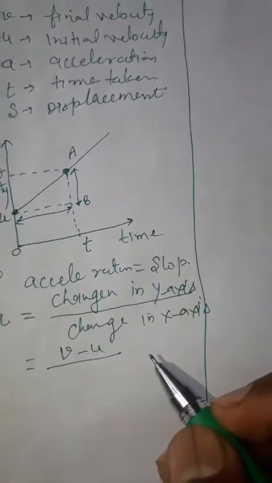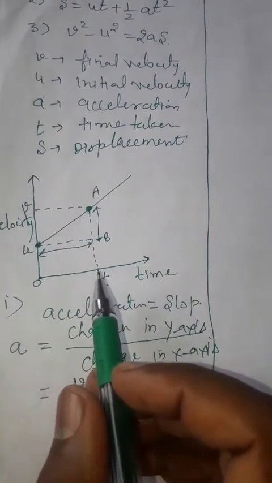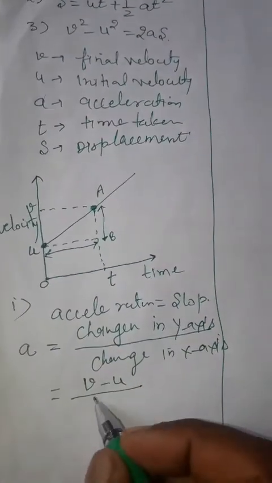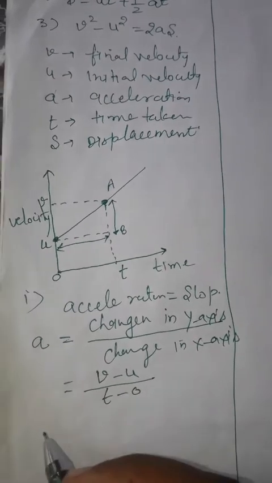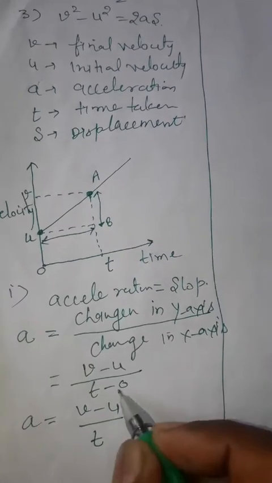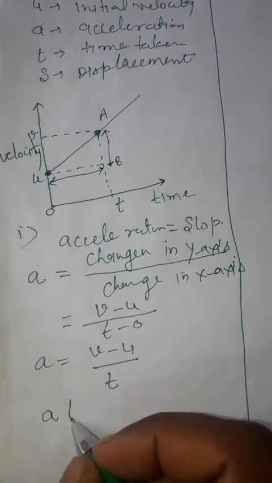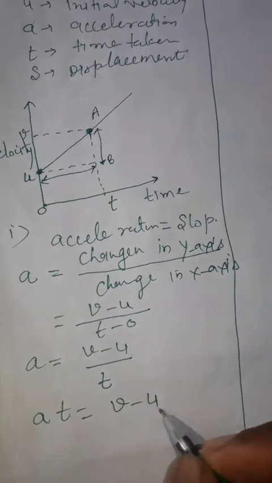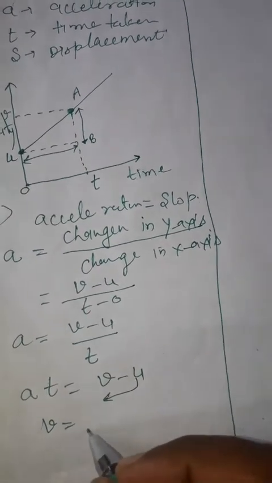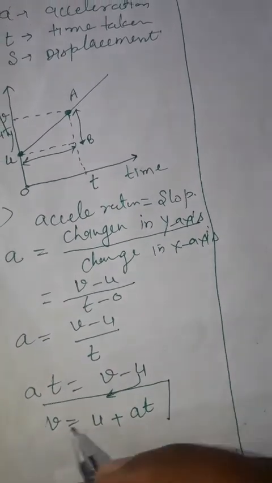Similarly, the change on x-axis, here it is 0 and time is t. So t minus 0 is the change in x-axis. So we can write here a must be equal to v minus u upon t. t minus 0 is t. So multiplying this t with a, we get at is equal to v minus u, or we can say v is equal to u plus at, taking u to the other side. Okay, this is our first equation.